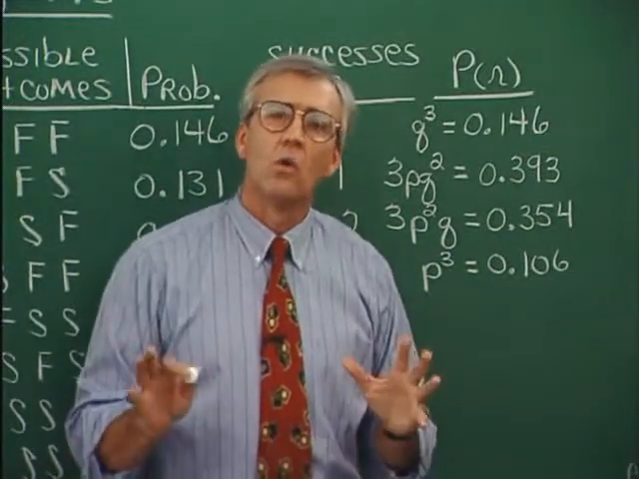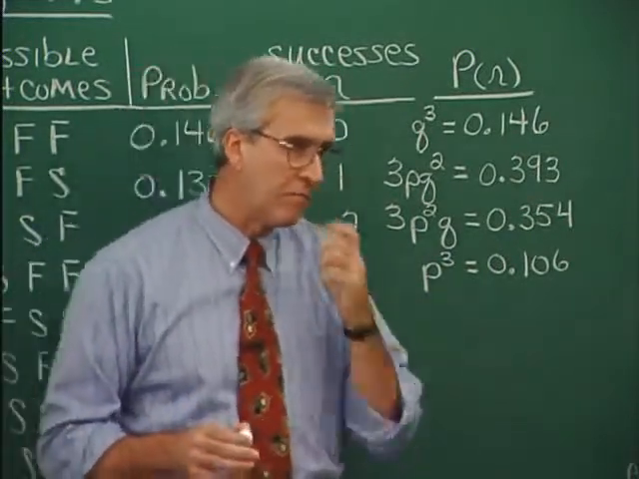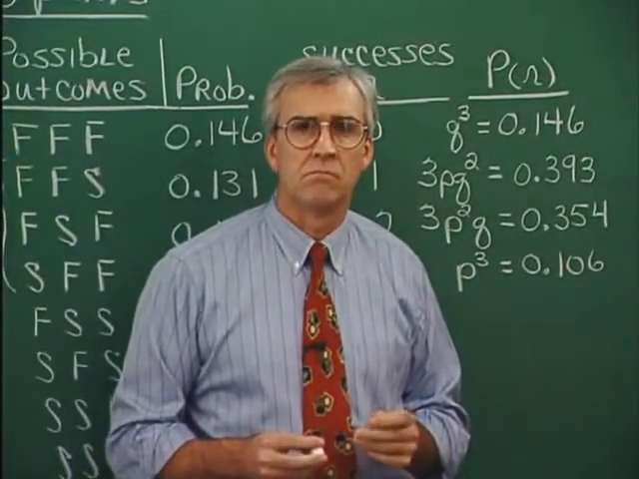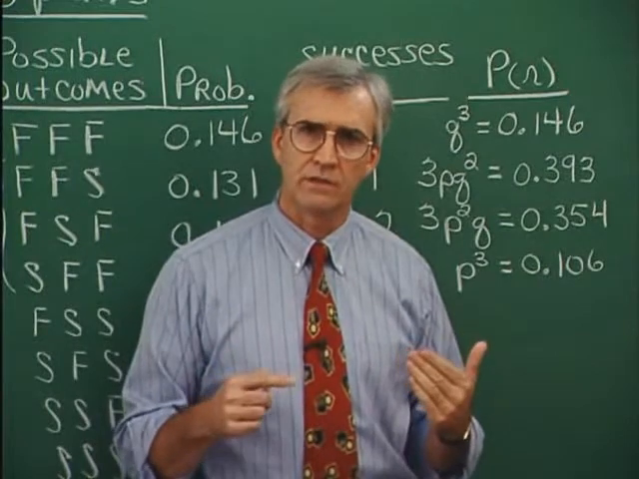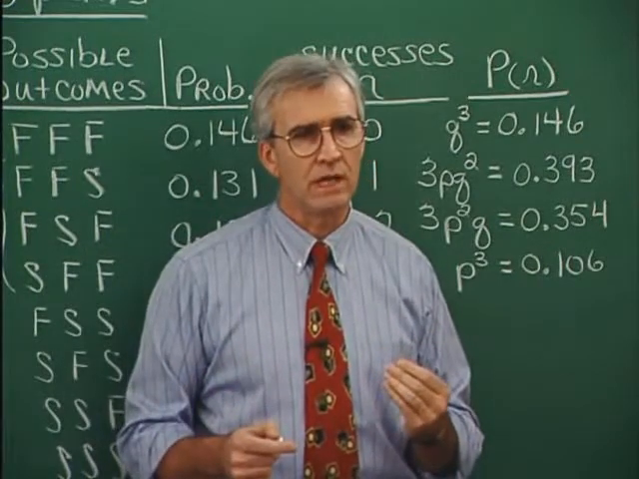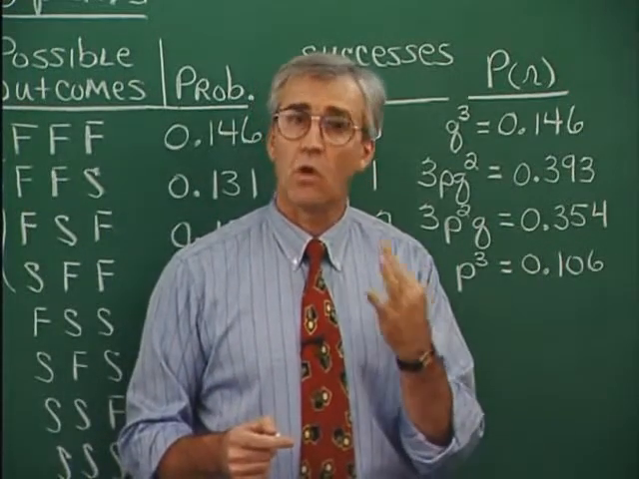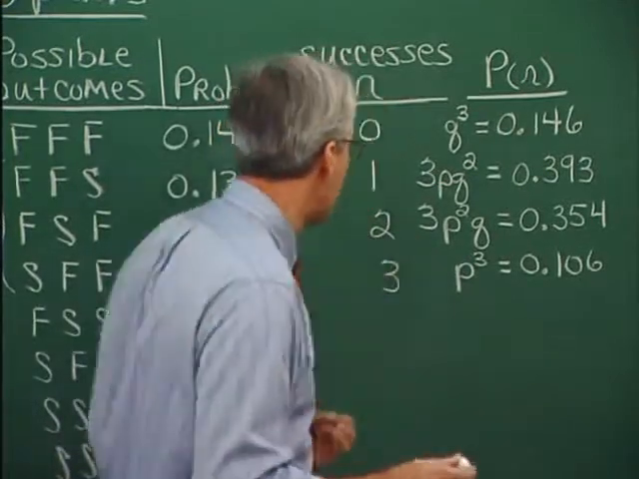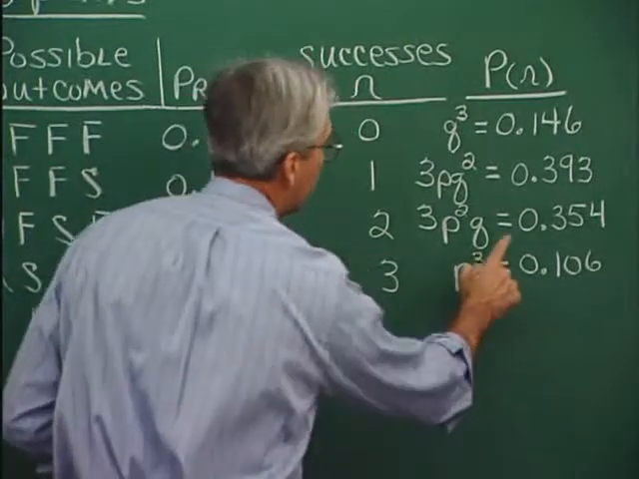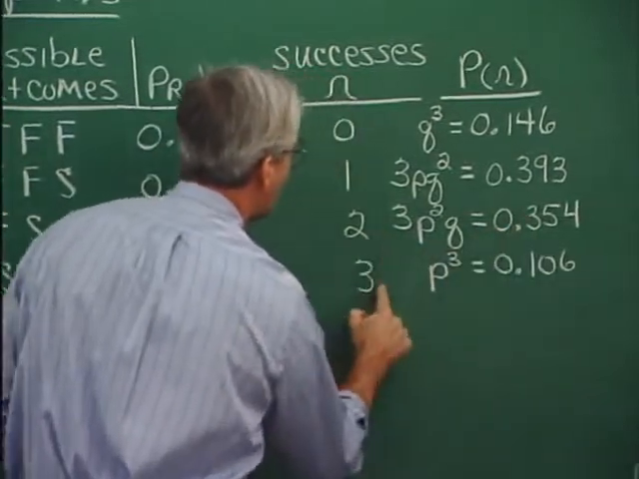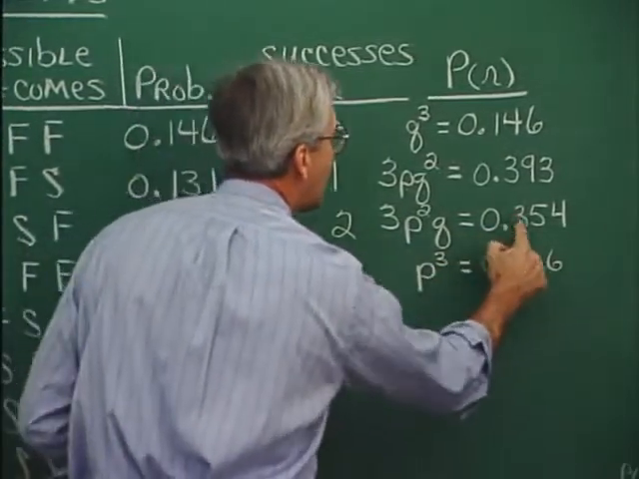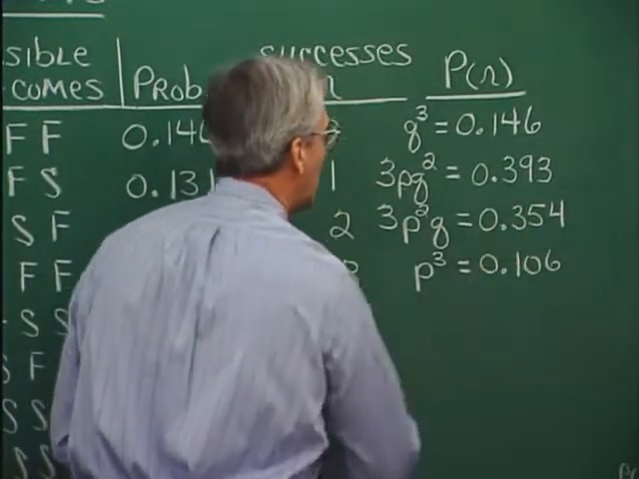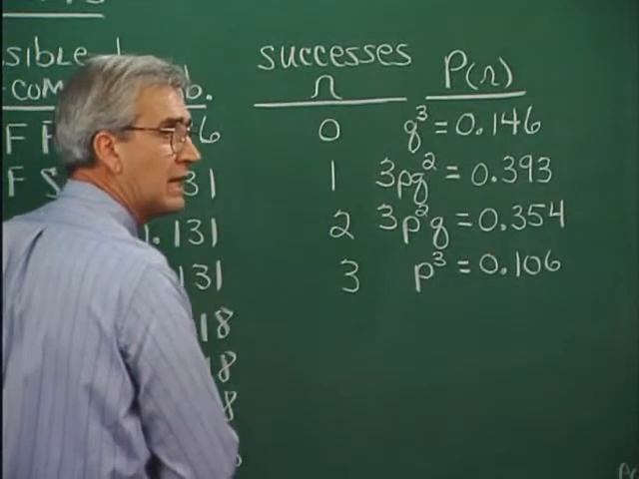Okay, fine. Now, what's the probability of more than one success? More than one success. That would mean two successes or three successes. How do we figure that? Well, let's see. More than one would be two or three successes, so we could add these two probabilities and have the probability of more than one success.